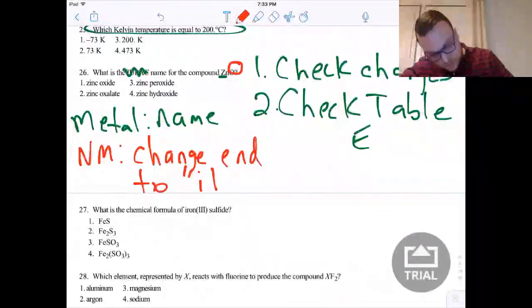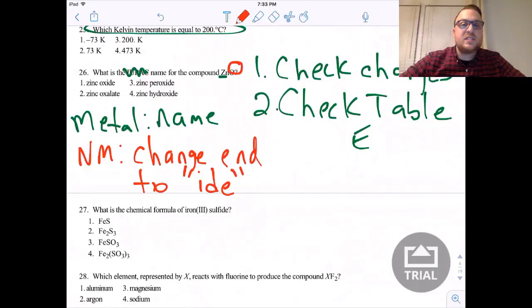So never say zinc oxygen. It's just going to look silly. I think you should be hopefully familiar with what these compounds' names are, since we talk about them so much in class, that you've never heard something called zinc oxygen. So I see oxygen, that changes to oxide.